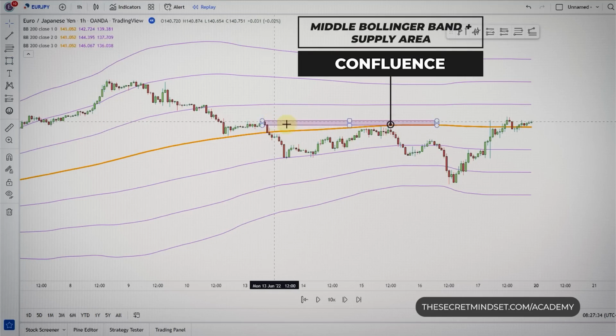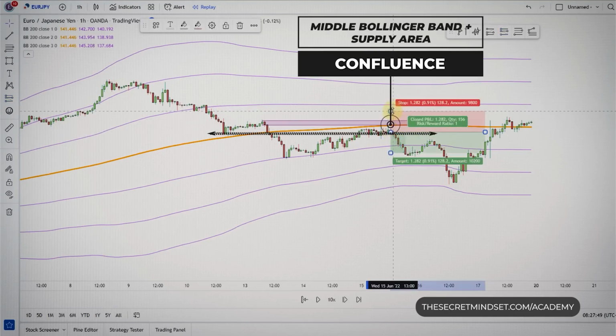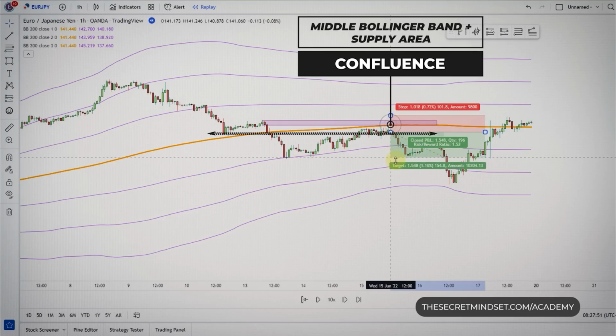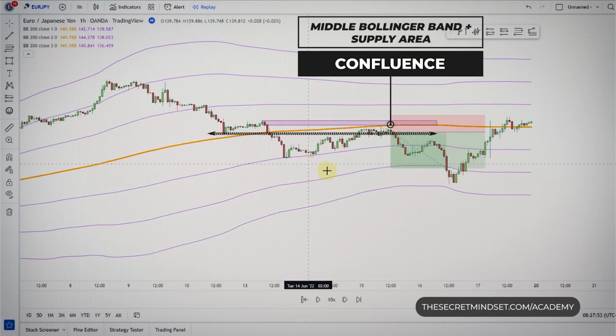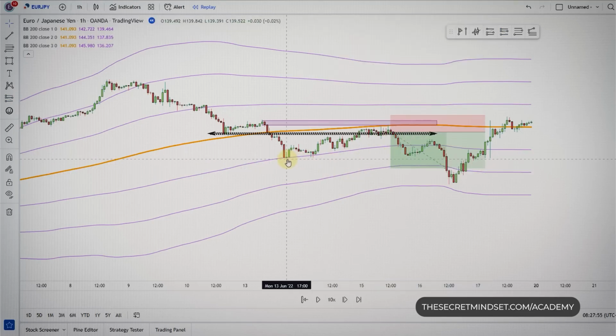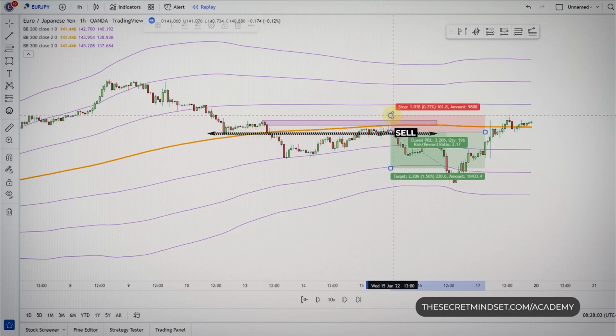I see a supply zone right here, which aligns with the middle line. So yes, you can incorporate this setup into supply and demand trading. Let me know if you want a future video about this. If you are a classic support and resistance trader, you have this breakout zone here, a former support, now potentially acting as a resistance. So a sell trade in this area is worth risking.